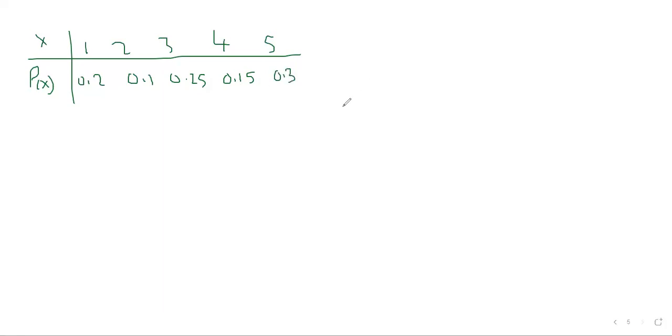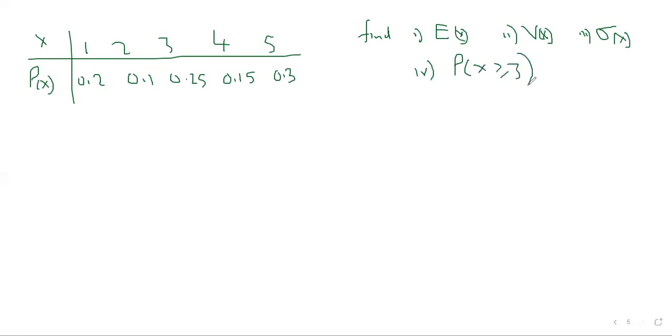Quickly, can somebody help us? How do we find the mean? We need to find the mean, find the variance, find the standard deviation, and find the probability of x greater than or equal to 3. So let's start.